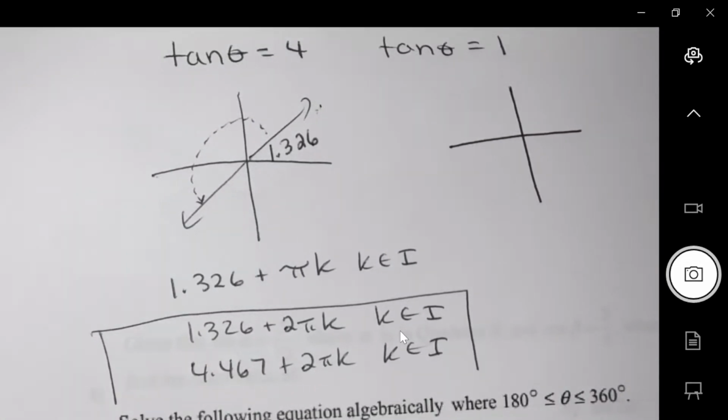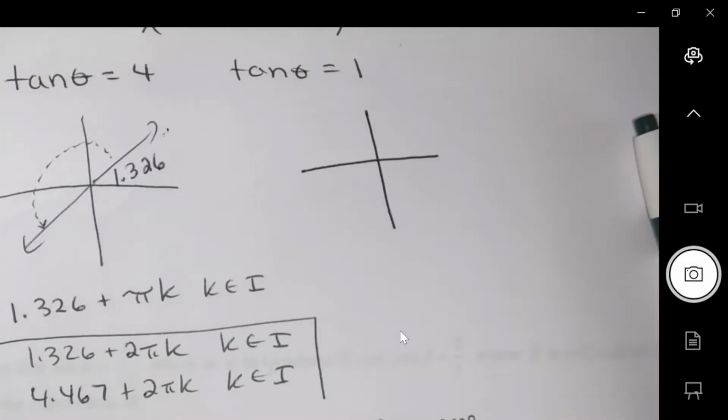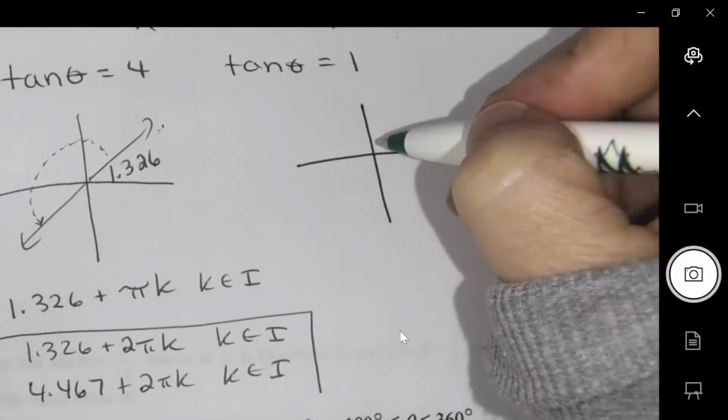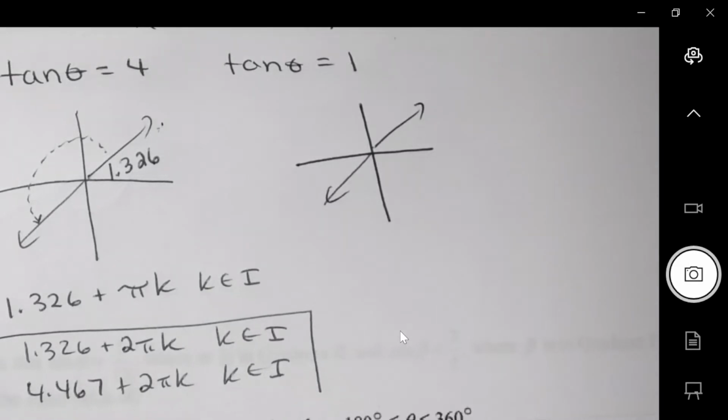Okay, tan of 1. Which quadrants are you in? Positive 1 for tan, so then you're still in quadrants 1 and 3, right? Still in the same quadrants. I'm going to tell you you don't have to use your calculator for this. Some of you might have already, but I don't want you to.